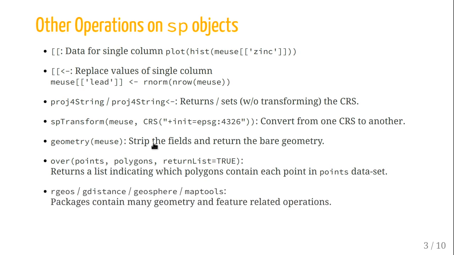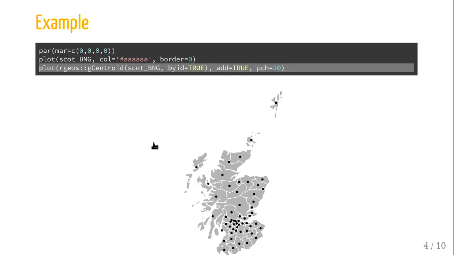And finally, there are dedicated packages: rgeos, gdistance, geosphere, maptools. If you work with SP data, you'll end up working with these. There are operations in them that you have to use at certain points. So it's just a matter of reading the documentation for these packages. Some of them have overlaps, but some are very specific to the functionality they provide.